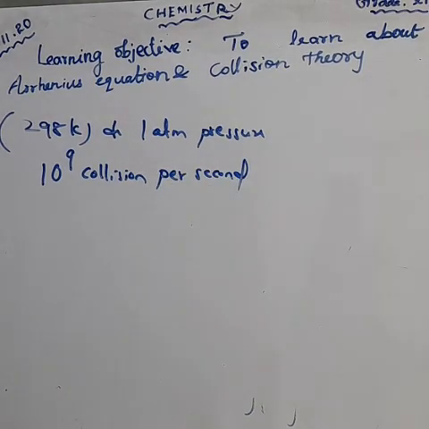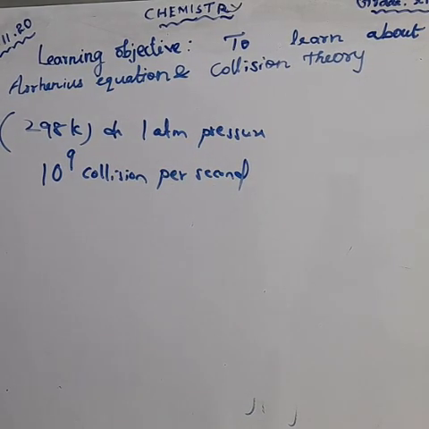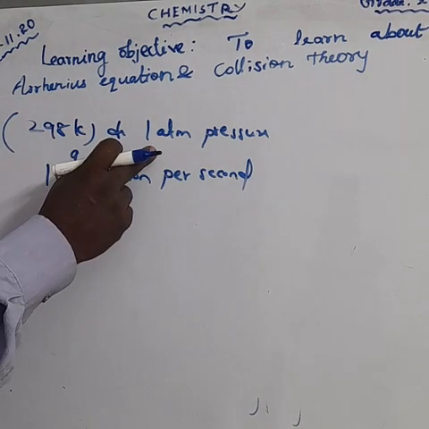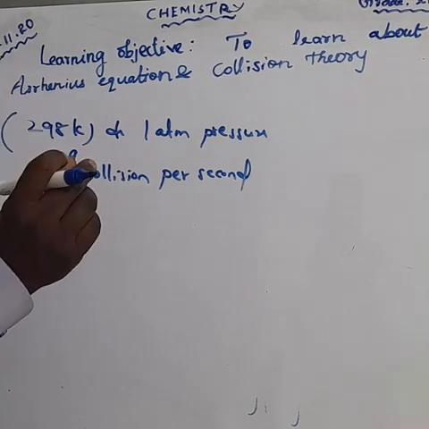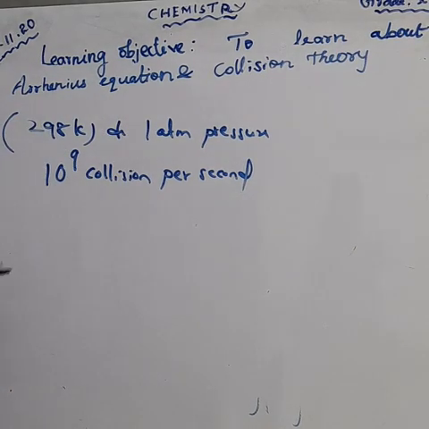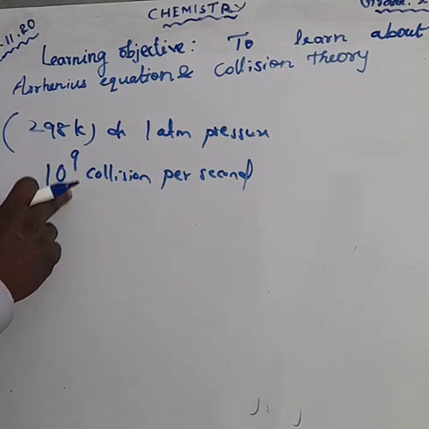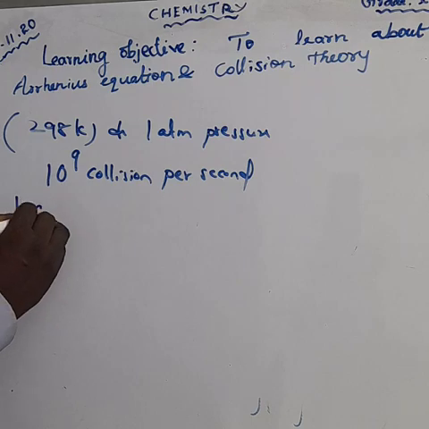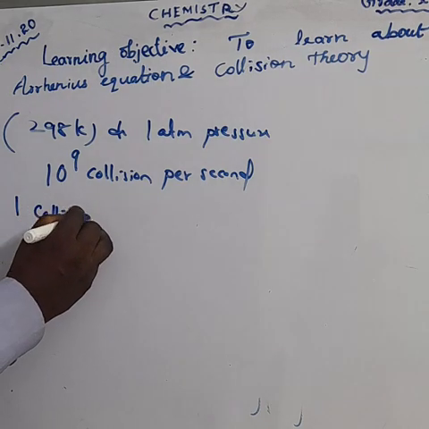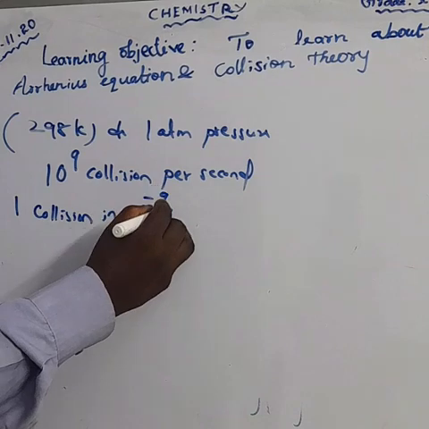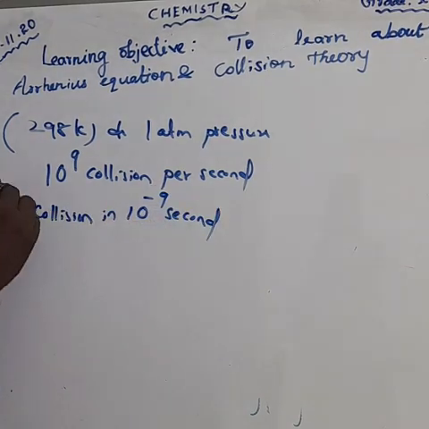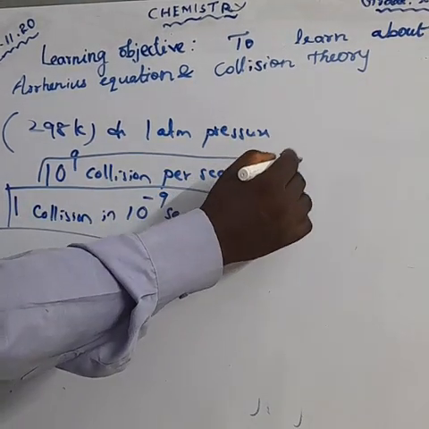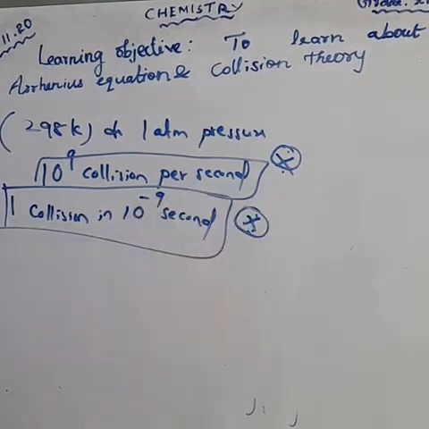For a gas at room temperature, that is 298 Kelvin and 1 atmospheric pressure, each molecule undergoes approximately 10 raised to 9 collisions per second. That is one collision in 10 raised to minus 9 seconds. Don't forget that, make it as important.